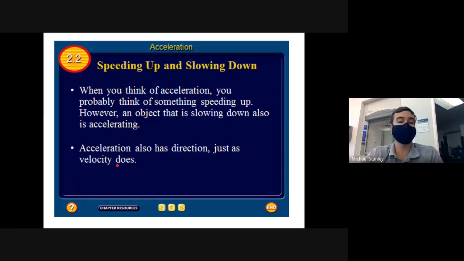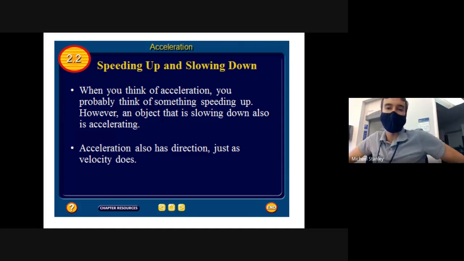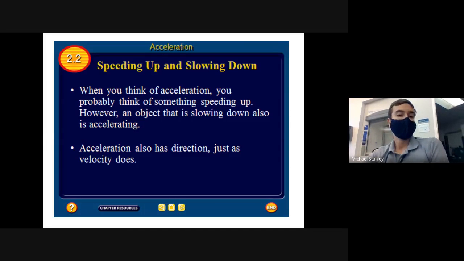So just like velocity, acceleration has direction. So if you are reducing your speed, that is another form of acceleration because you're changing how fast you're going. And acceleration is all about change. So while most people think of acceleration as speeding up, acceleration could also refer to slowing down.